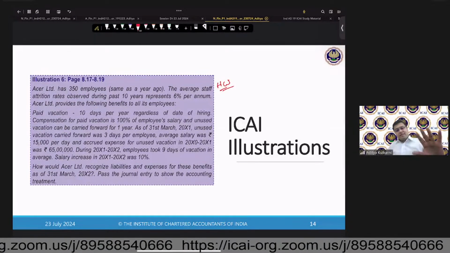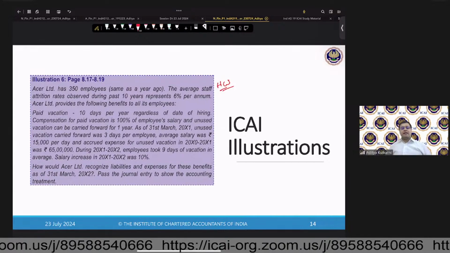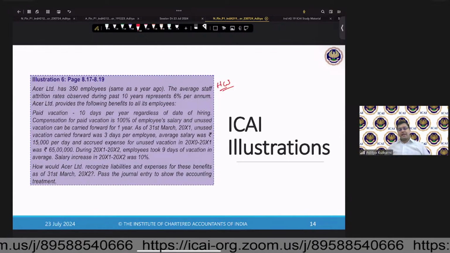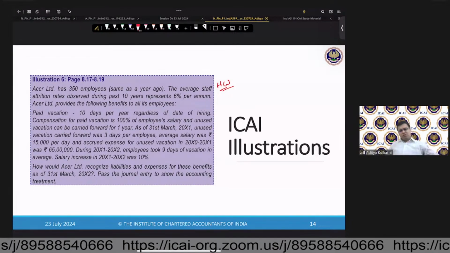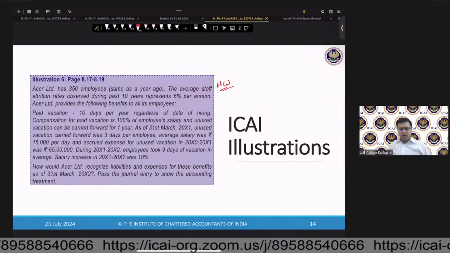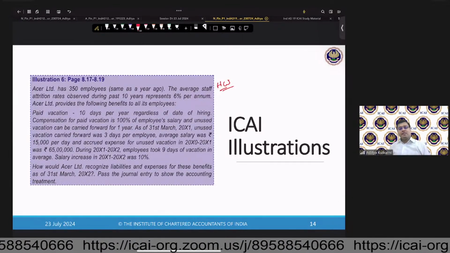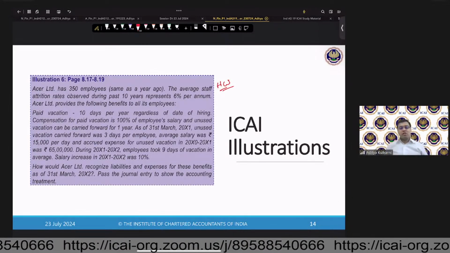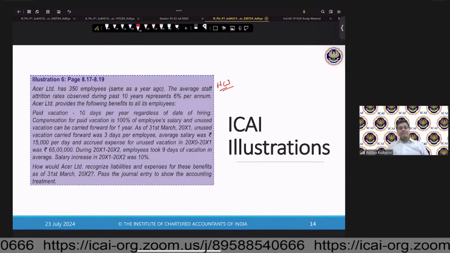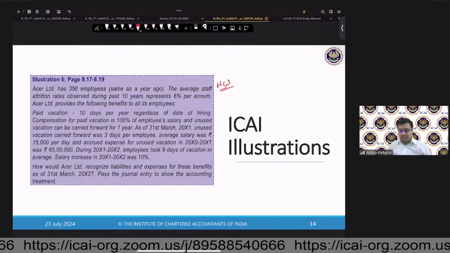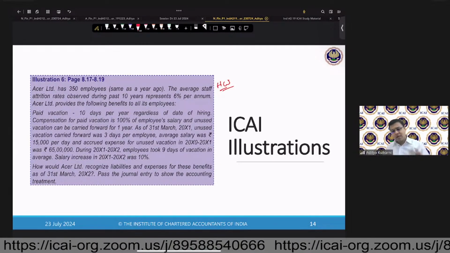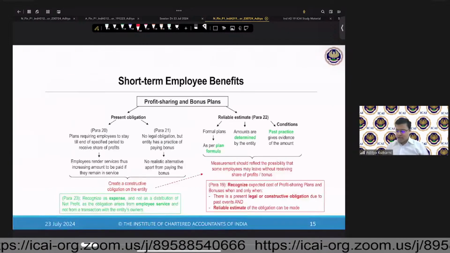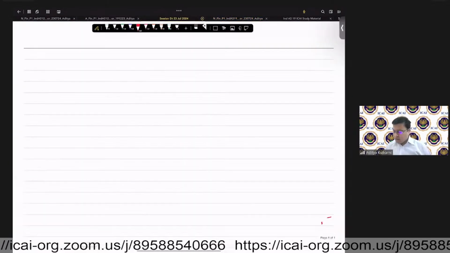It is something which we see in practical life. We started by taking one employee as an example, but illustration 6 is a very comprehensive question on leave encashment and short-term absences. So go through this as homework. It sorts out all your queries. Okay, so coming to the next one.